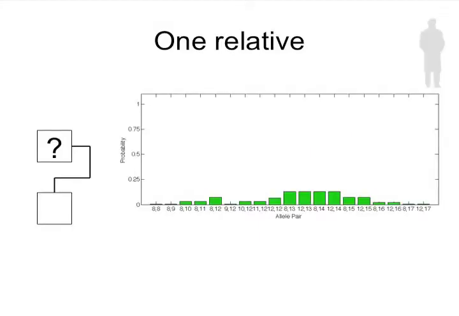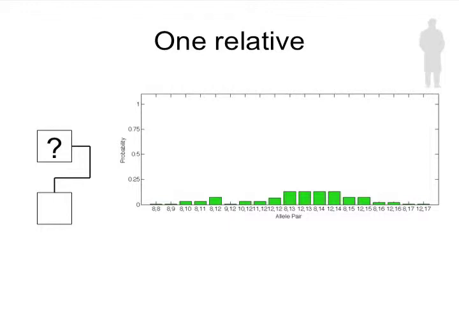Here's an example where we're using the genetic information from one relative. This would be the child of the missing person. This picture is showing you at one locus the genotype distribution. Along the x-axis, these are possible allele pairs this individual has at this location, and along the y-axis is the probability for each allele pair.